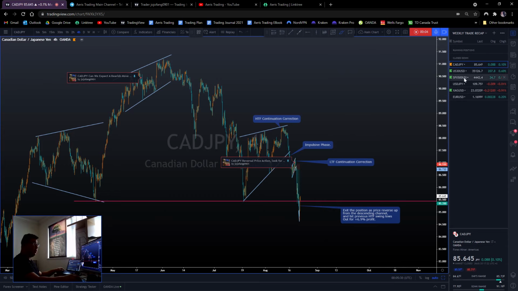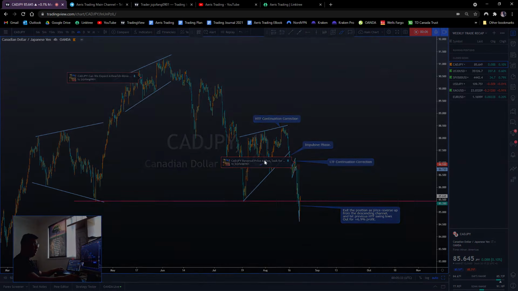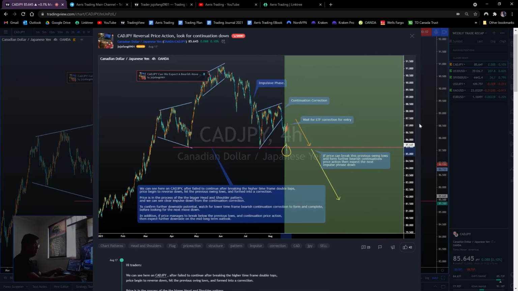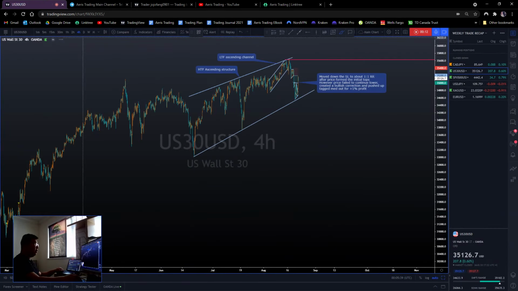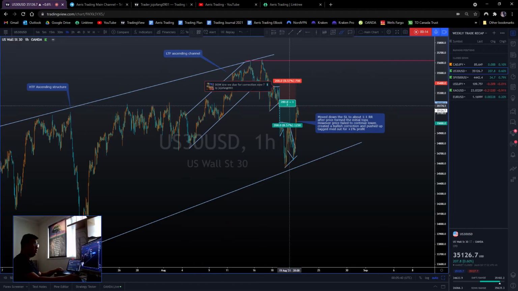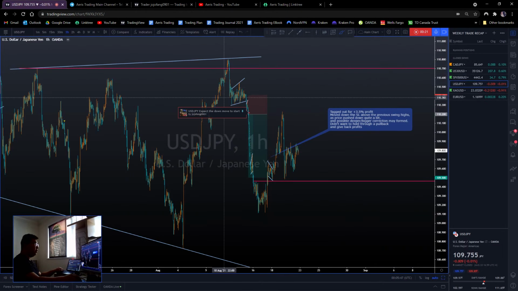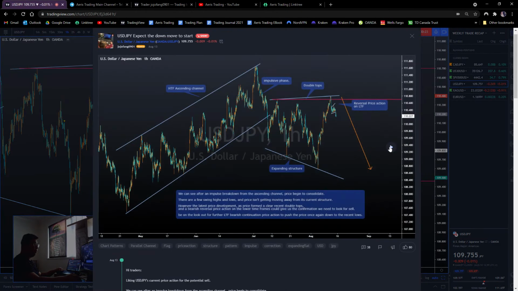This week I closed on a bunch of trades, all in decent profit, and the biggest one right now is CAD Yen, which I closed for about 6.9% or so. Massive trade. I also got in on Dow Jones and S&P 500 for a little bit of profit on both trades. And then Dollar Yen, I also closed for a pretty decent profit of about 3.5% or so.